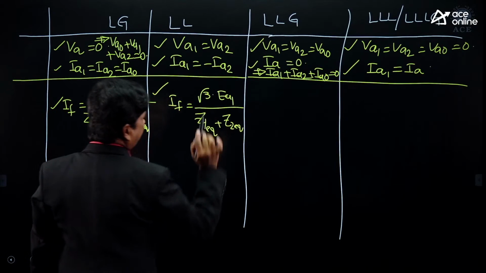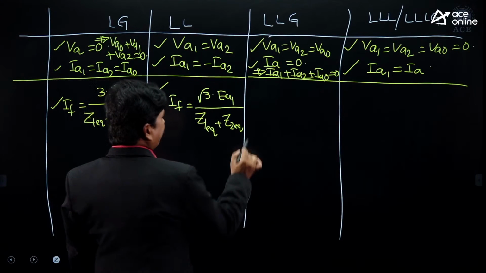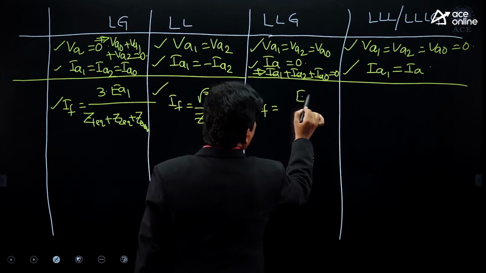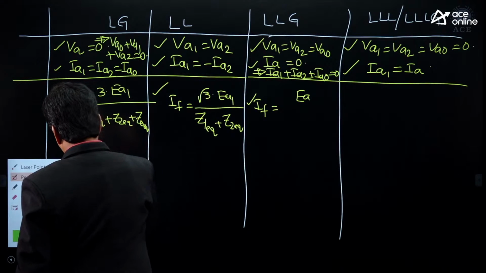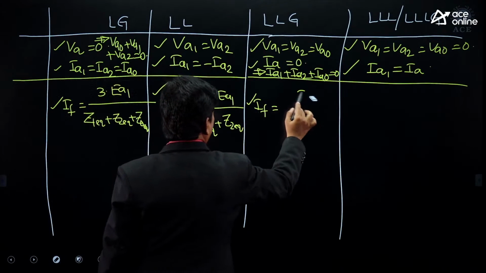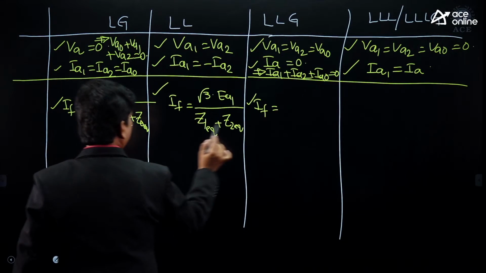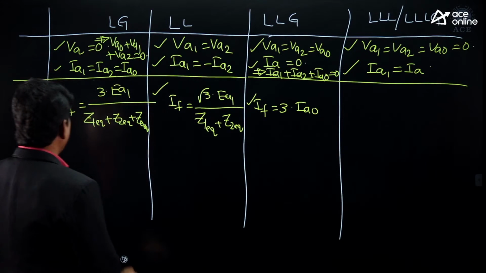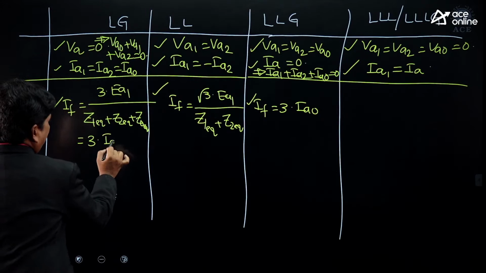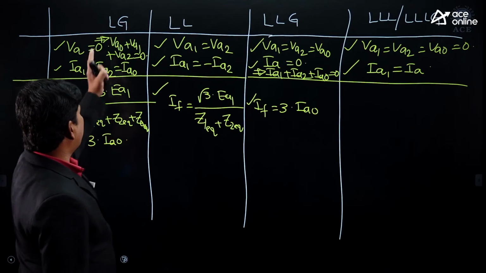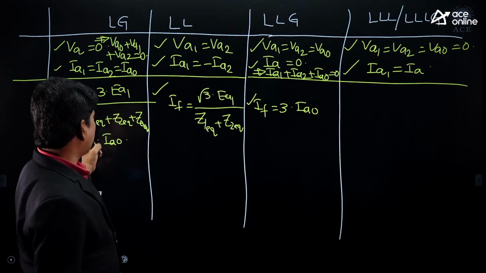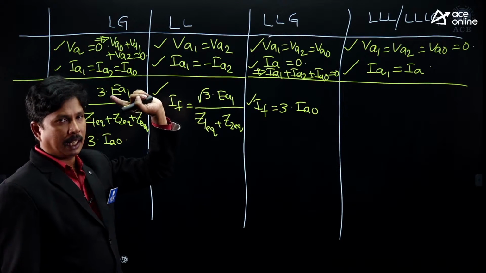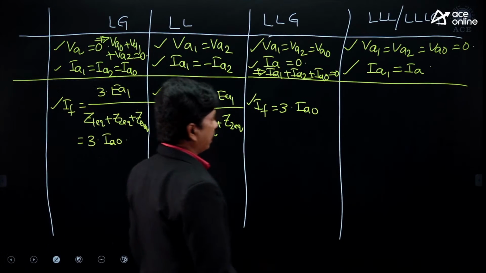Z2 equivalent. And coming to LLG fault, the fault current IF is equivalent to EA1 or you can say 3 times IA0. Simply you can write it as 3 times IA0. Here also it will be 3 times IA0. The fault current is 3 times IA0. So whenever a fault is involved with the ground, the fault current is 3 times IA0 in LG and LLG, but not in LL and triple L, or triple LG faults. We will get those conditions clearly.